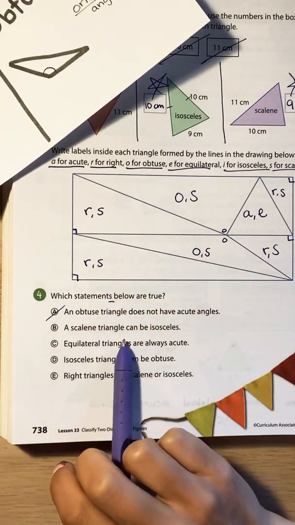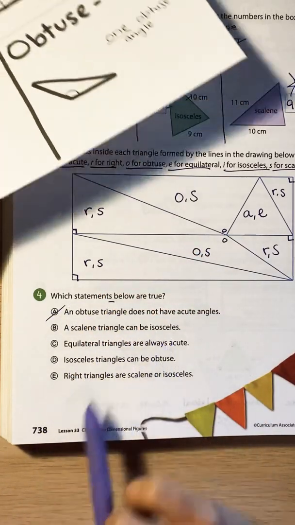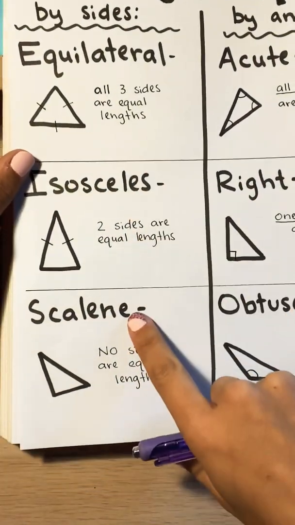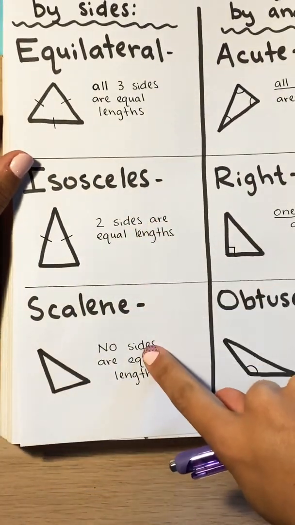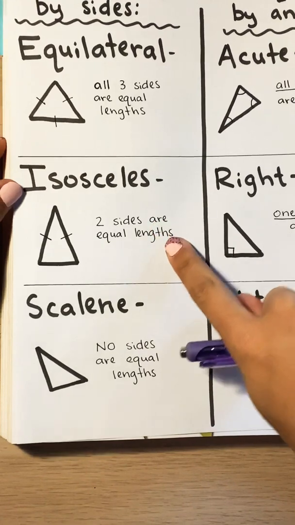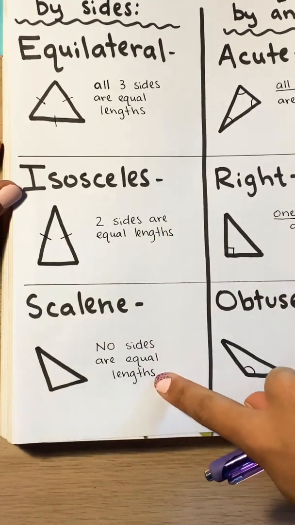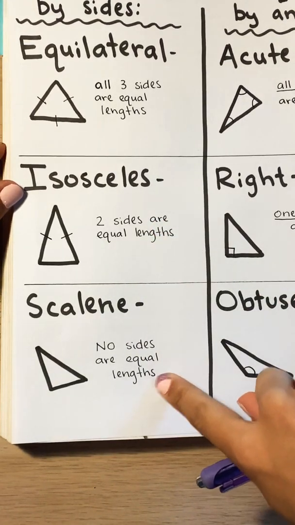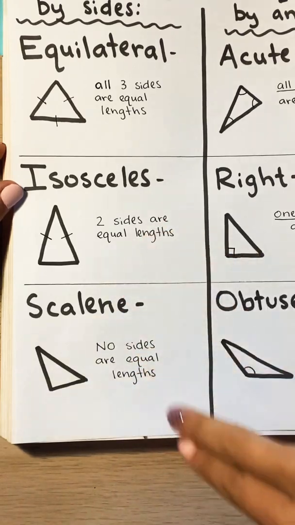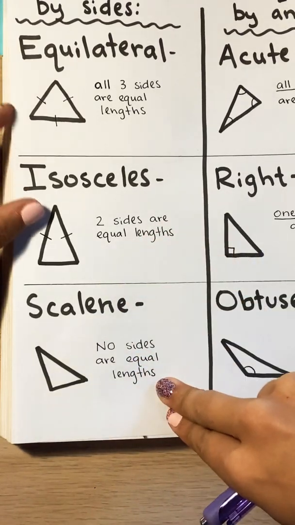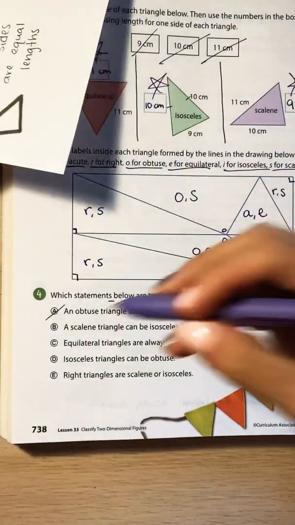A scalene triangle can be isosceles. Well, those are in the same category. Scalene and isosceles. So isosceles means that two sides are the same length. Scalene means no sides are the same length. So it can't be both, right? Two sides are equal, no sides are equal. That contradicts each other, so not true.